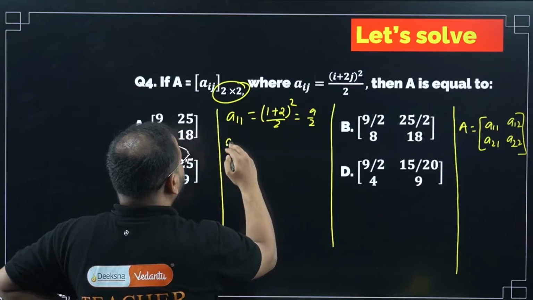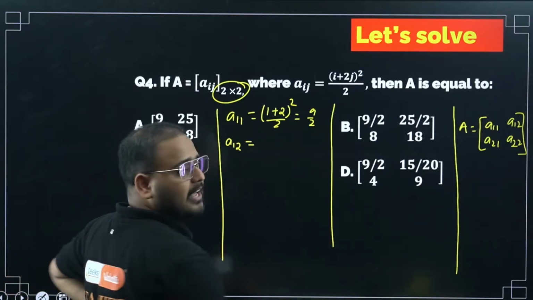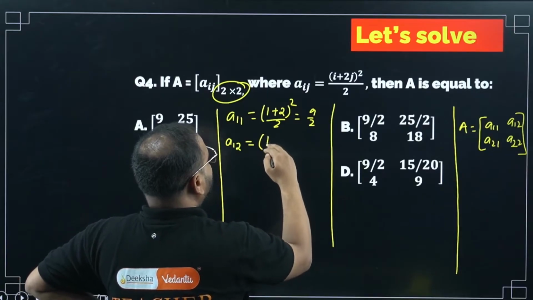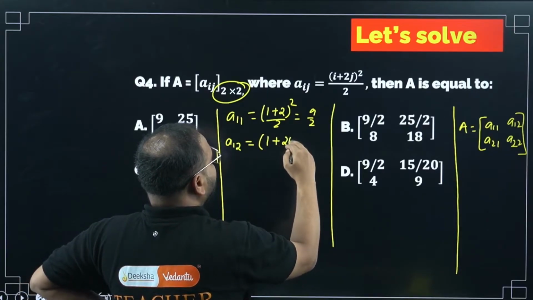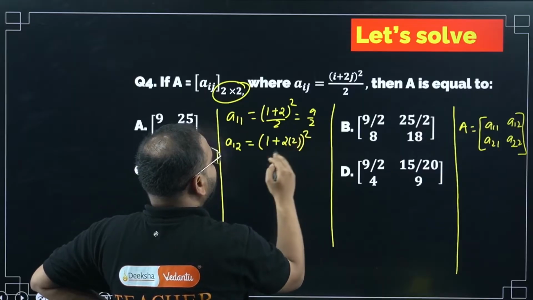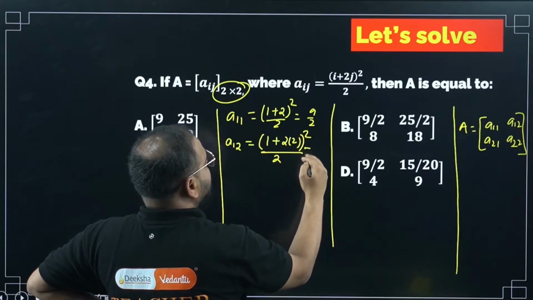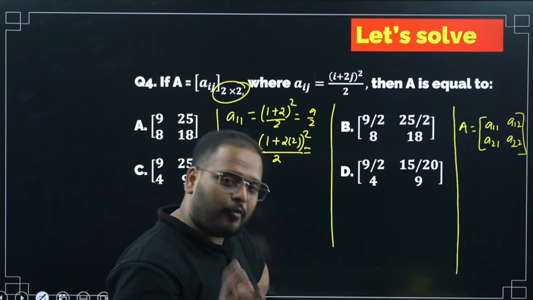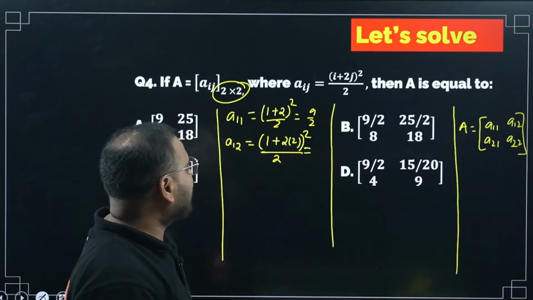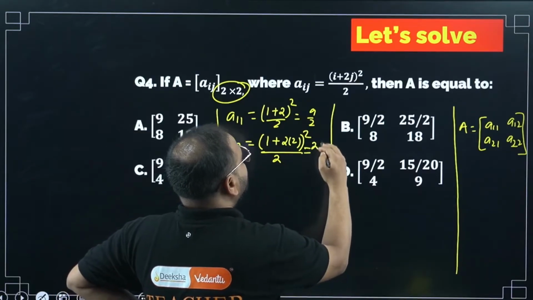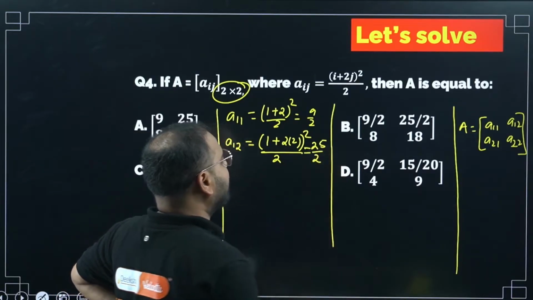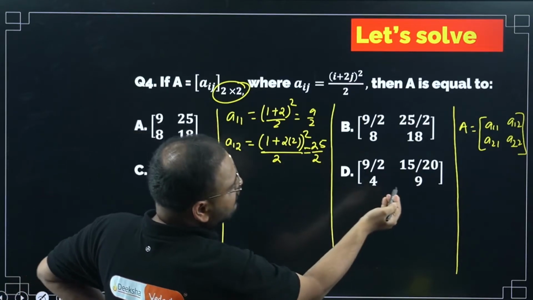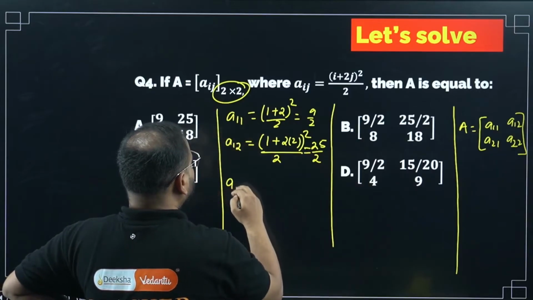What about A12, bacha? A12 will be in the same way. I'll keep this as 1 and this will be 2 times 2, the whole square by 2. Check this out: 1 plus 2 plus 2 will be 4, 4 plus 1 is 5. So 5 square is 25, so the answer is 25 by 2. So far I can see only option B is coming, but we'll solve for A21 also and A22 also.